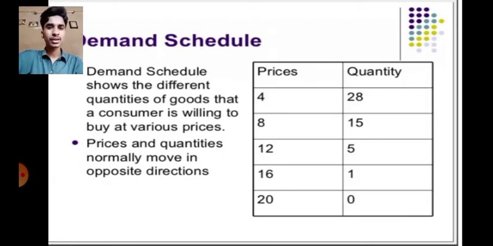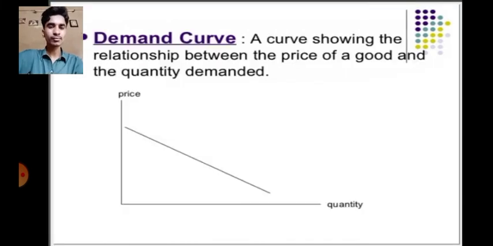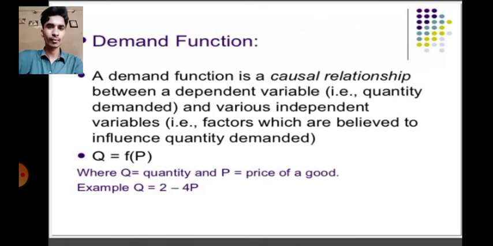Demand schedule. A demand schedule shows the different quantities of goods that a consumer is willing to buy at various prices. Prices and quantity normally move in opposite directions. Demand curve: a curve showing the relationship between the price of a good and the quantity demanded.